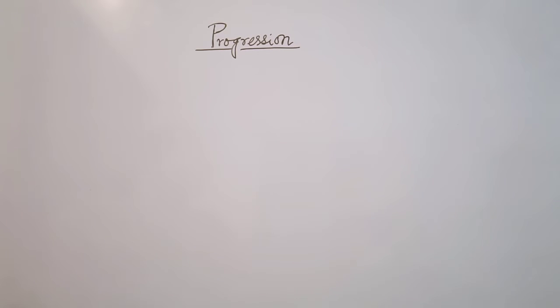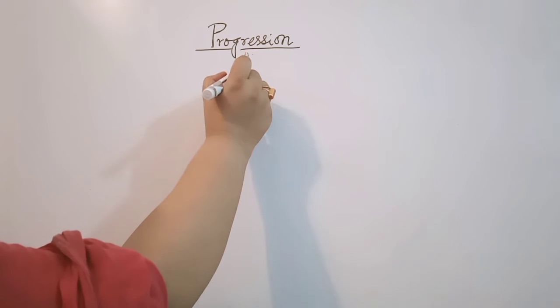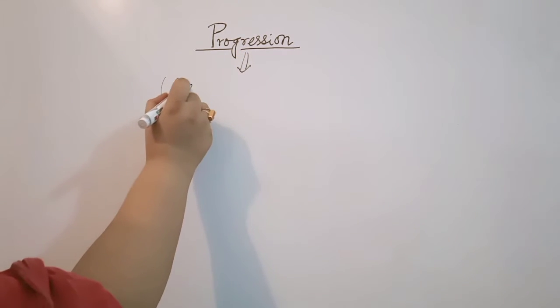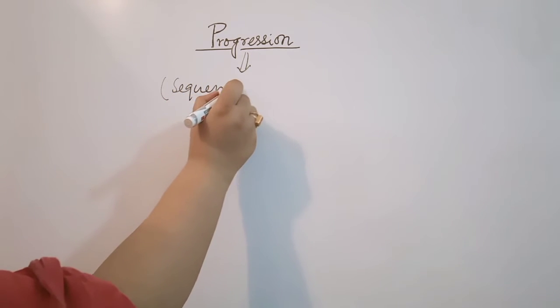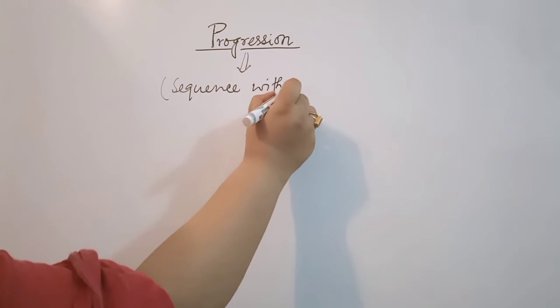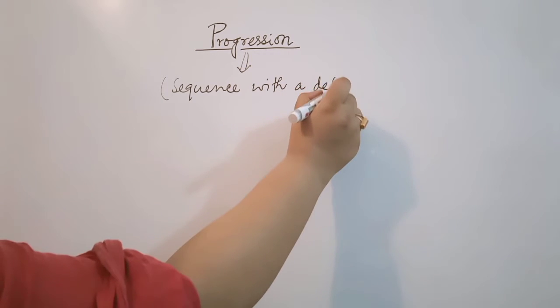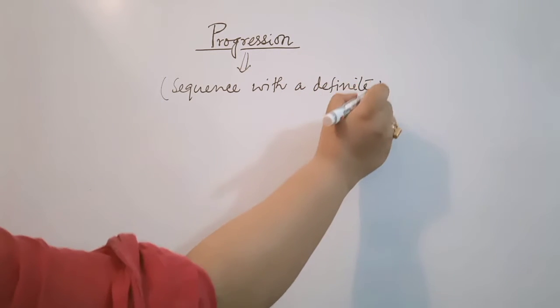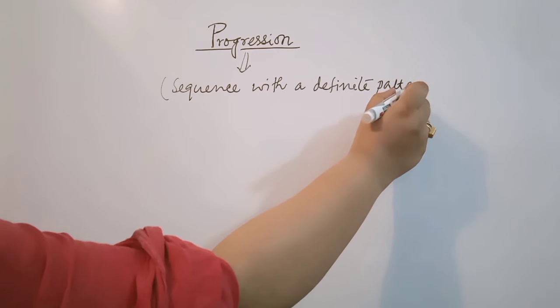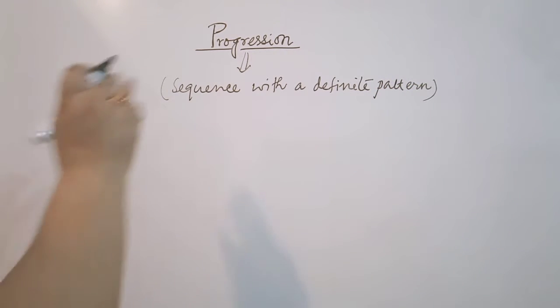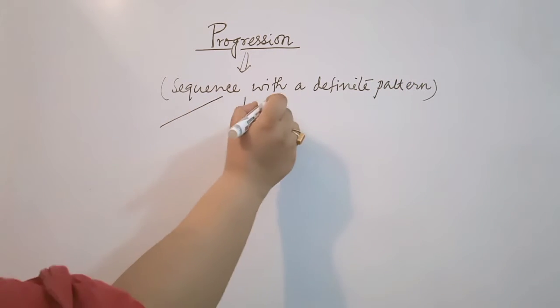In my last video, I have discussed about the differences between the concepts of progression and sequence. In this video, I am now going to discuss about different types of progressions. We have known that progression means sequence with a definite pattern. Right? So basically there are three types of progressions.